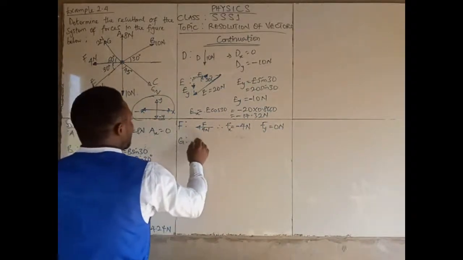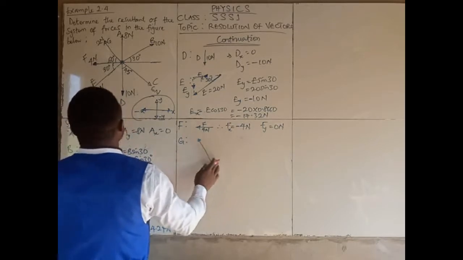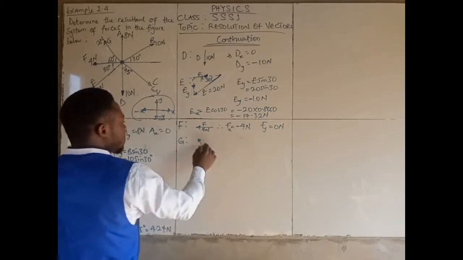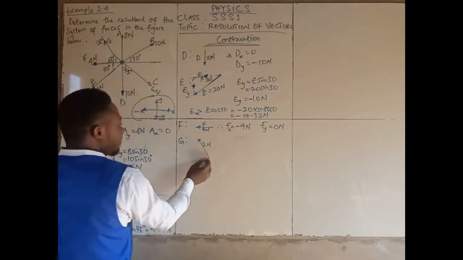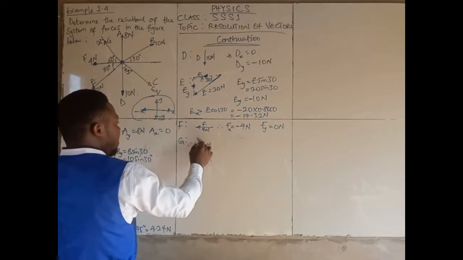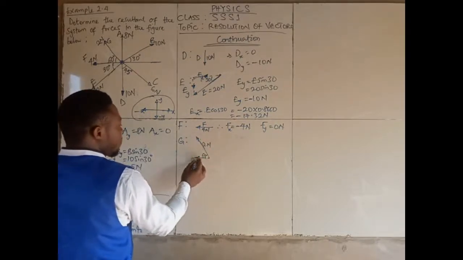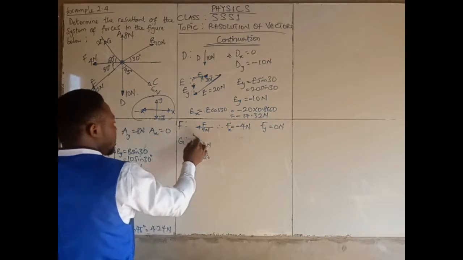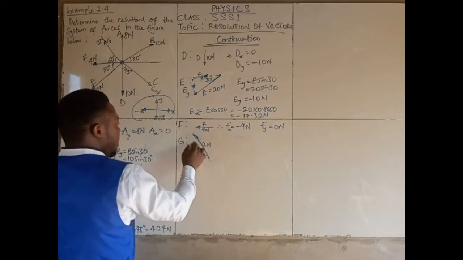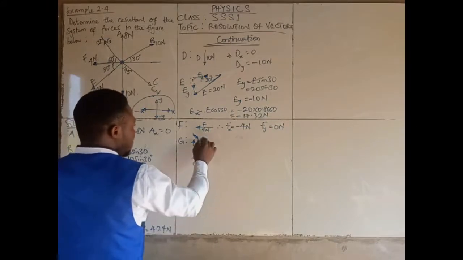Now, lastly, we have our 2 Newton, which is our G. G is moving in this direction. G, which is 2 Newton, making an angle of 60 degrees. So, automatically, this one will move in this direction to go and meet it up. And that is why this one will be positive, but this will be negative. So this is our vector G.